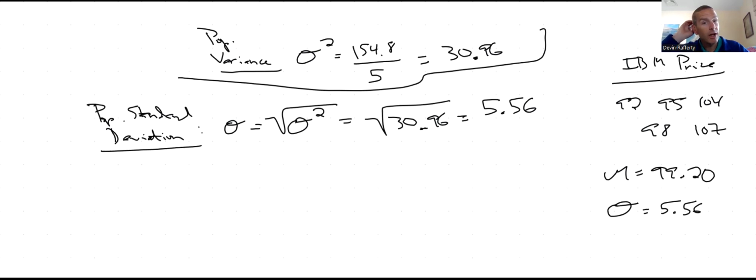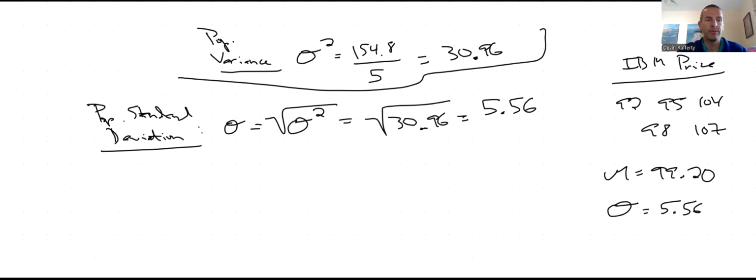Now I'm just going to create another whiteboard, another tab in our whiteboards. Now let's calculate the sample variance and the sample standard deviation.